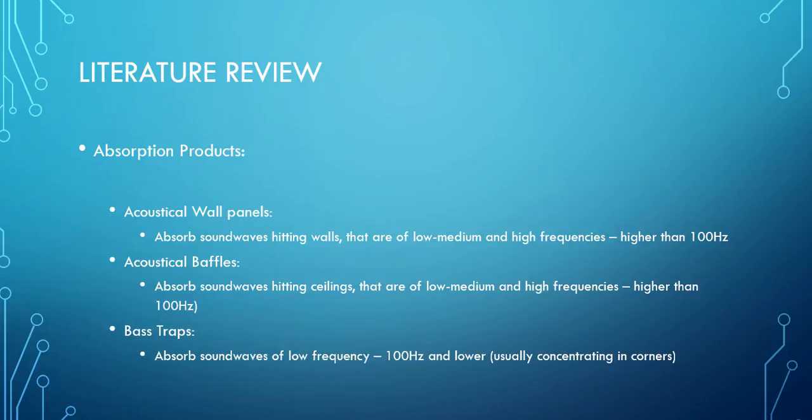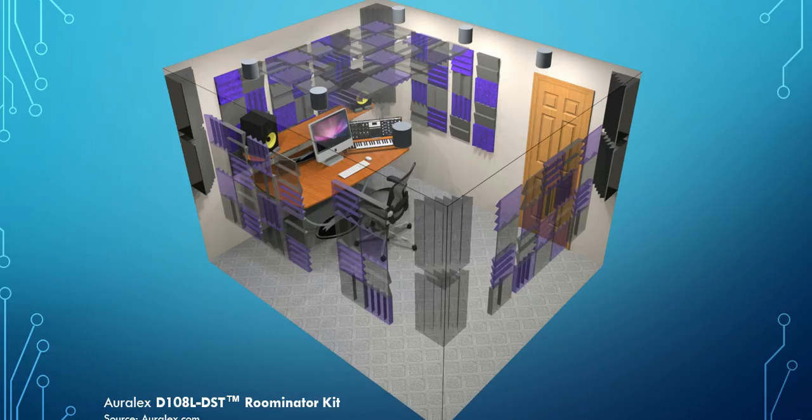And so we have some acoustical products, absorbent products specifically, and those are acoustical wall panels, also acoustical baffles, and also bass traps. Those absorb sound at different frequencies, each one of them. Of course, bass traps absorb low frequency sound, usually under 100 hertz, and those usually concentrate in the corners. And this is an example of a room kit by Oralex. Those are bass traps in the corners, and those are acoustic foam on the wall and ceiling here.